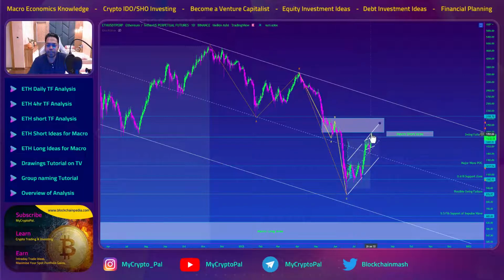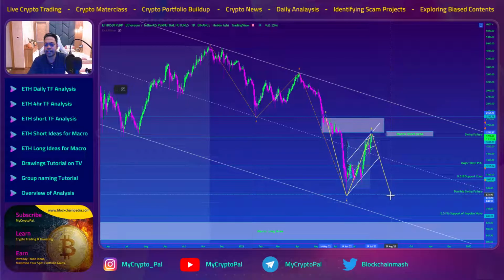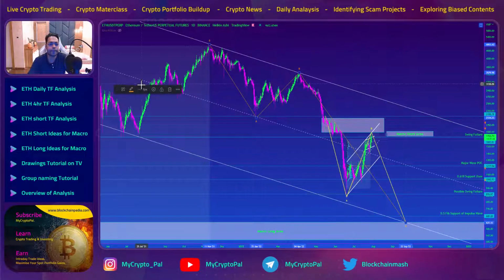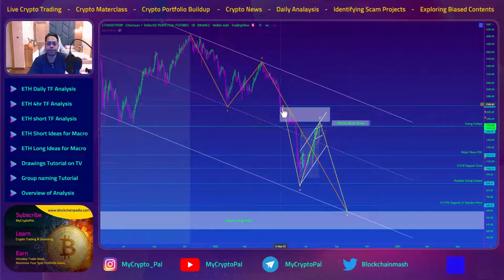Okay, so I think the B is forming now, and if I just delete this, then this is what I think is happening from this top. We get a B, and we get a C. Either we make a flat correction or we go lower, and this will complete our macro ABC over here. So that is probably going to finish the corrective move, and maybe we are going to go up from here.